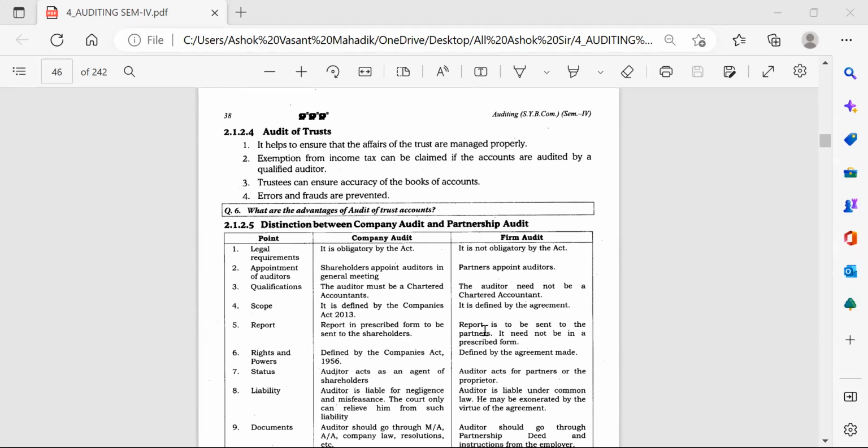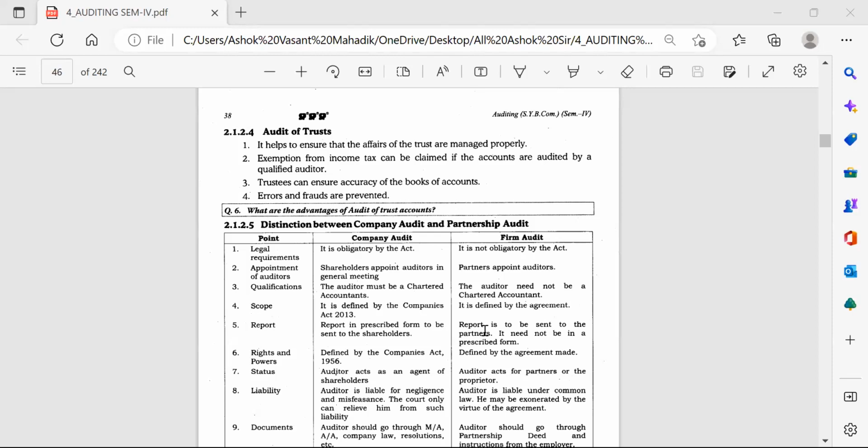Audit of trust. You know what are trusts? Public trust, private trust. Okay, they are formed with some objective of social good. Clear? So even these trusts have to get their books of account audited. Why they have to get their books of account audited? Not compulsory, but in case of some trust, it is compulsory. Okay, so we are studying the non-statutory part.